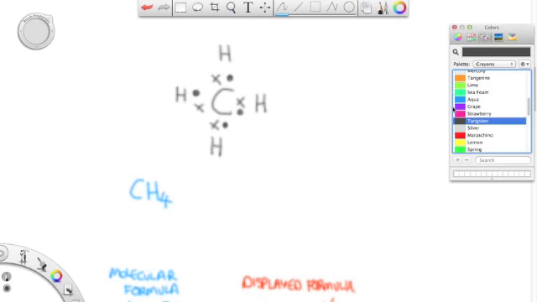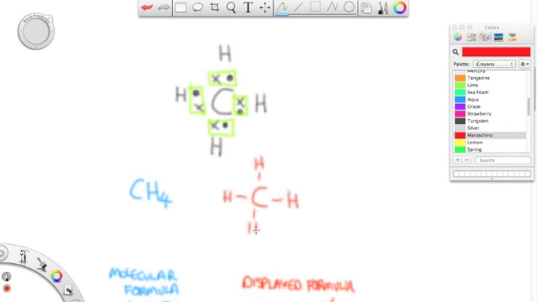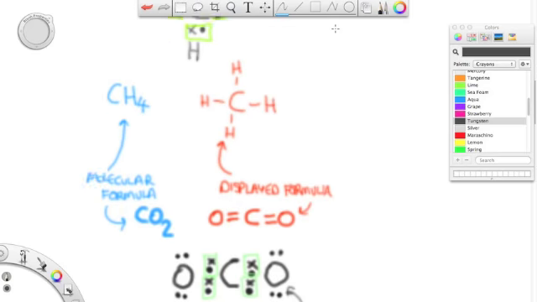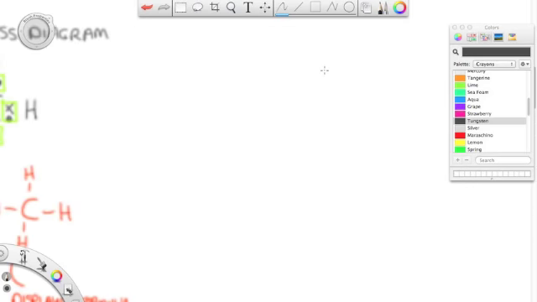Now a second example could be methane or CH4, and I've drawn for you there carbon showing 4 electrons, 1 electron with each hydrogen, and the hydrogen showing 1 electron back. So this structure, or displayed formula, shows you single lines between the carbon and the hydrogen because only 1 pair of electrons is being shared.